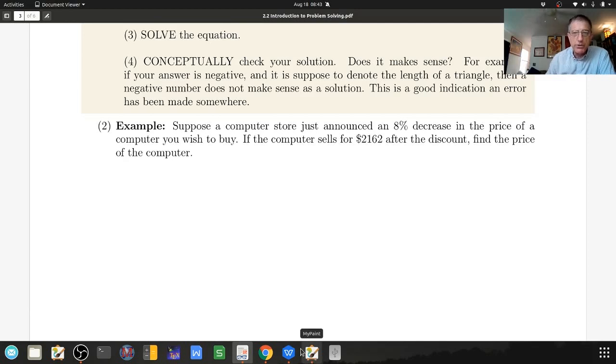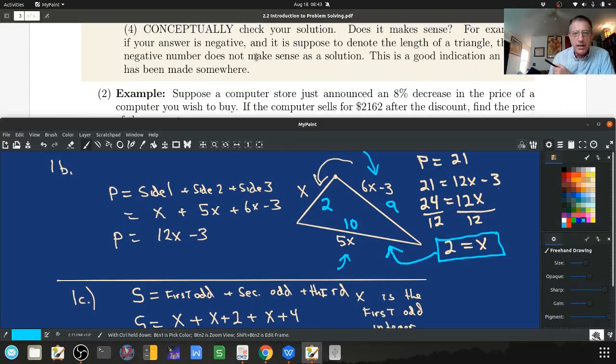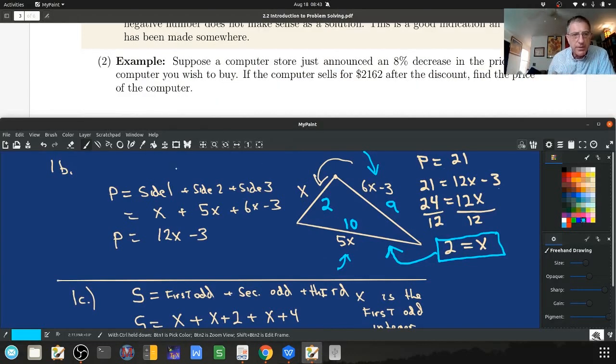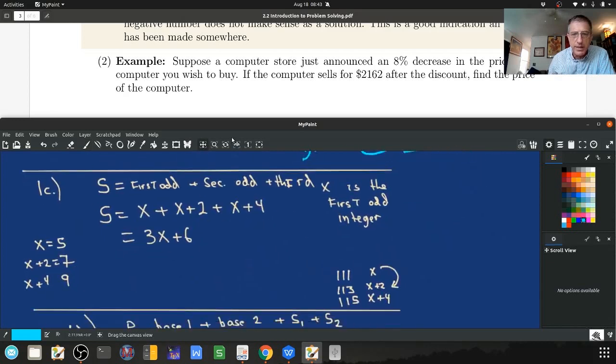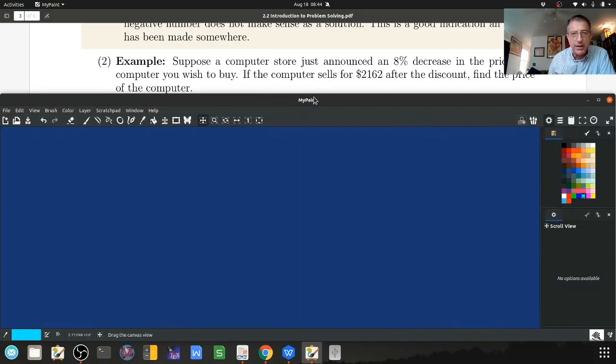So suppose a computer store just announced an 8% decrease in the price of a computer you wish to buy. If the computer sells for $2,162 after the discount, find the price of the computer. What we need to do here is, these types of questions assume some familiarity with formulas, and indeed for the prerequisites of this course you should have that familiarity.